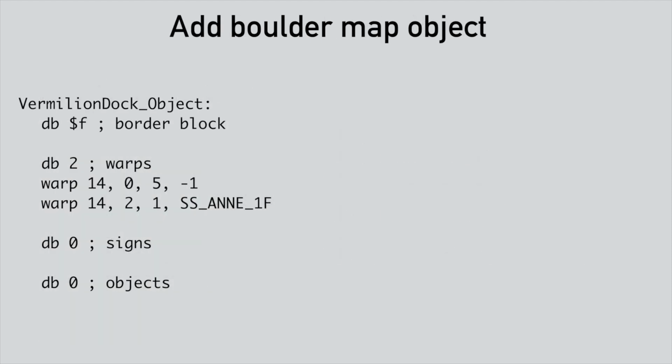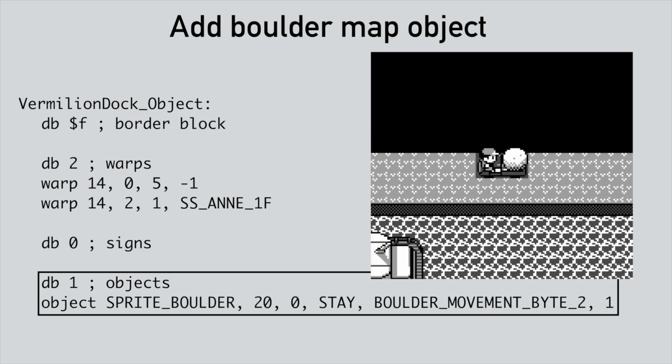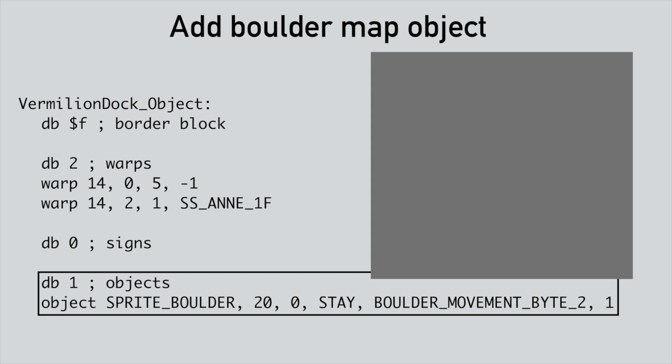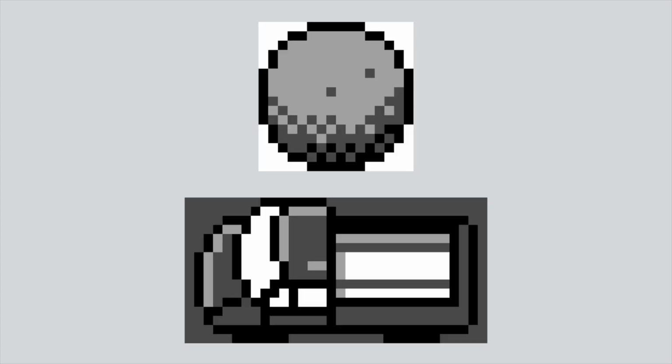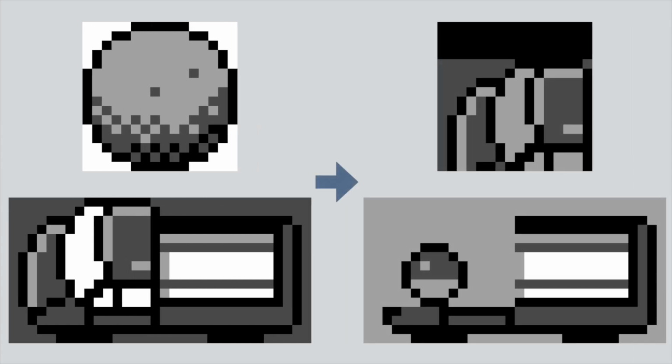This is done in the map objects of Vermilion Docks, and once we've added the boulder, we are almost done. It works just like in the rumor. You walk up to the truck, use strength, and then Mew appears. Now we just need to adjust the sprite so that it looks good. So we edit the boulder sprite to look like the truck cabin, and change the truck cabin to look like a Pokeball. Let's give it a try.